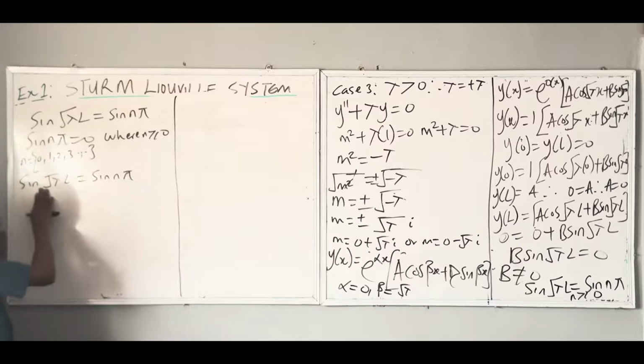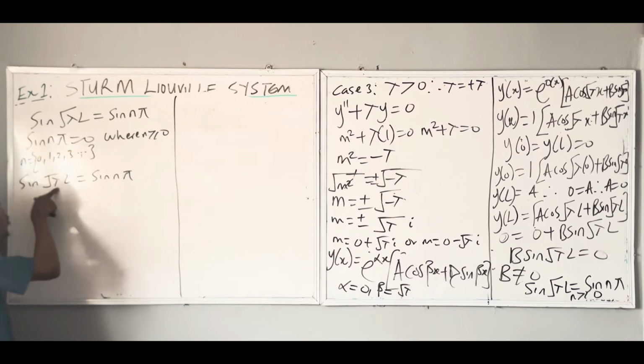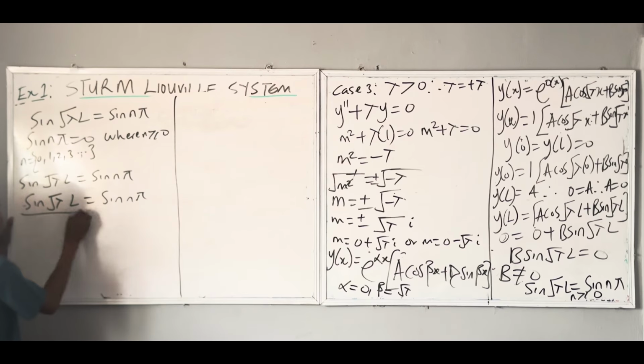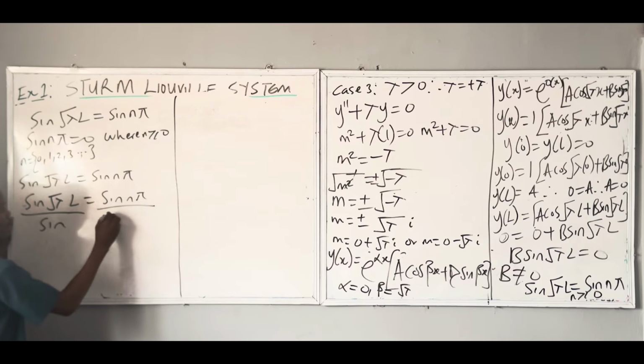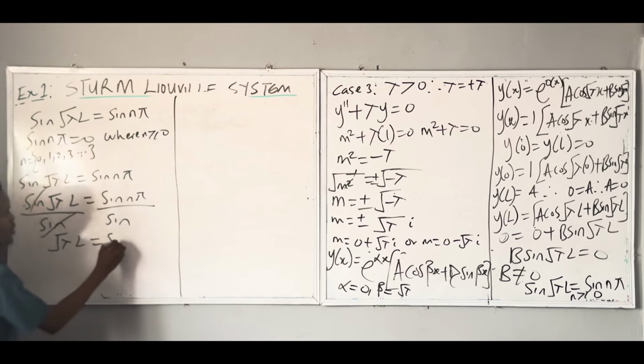So we have a value on the left hand side and a value on the right hand side. How can I remove everything except lambda? We have the square root of lambda here, so we can get my eigenvalue. What I'm going to do is divide both sides by sine. If I divide both sides by sine, I'm going to have sine root lambda l is equal to sine n pi all over sine. The sine will cancel, and I'm going to have root lambda l is equal to n pi.